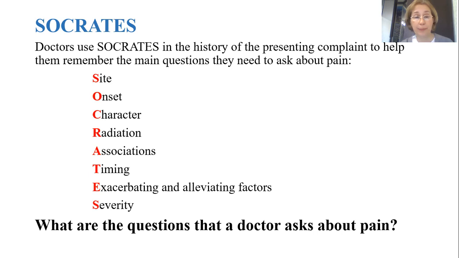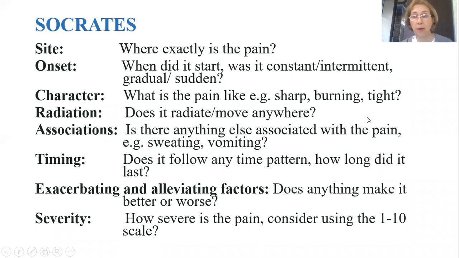Okay, actually, so let us just look at them. Here they are. So you can see, about the site, where exactly is the pain? Then the onset, when did it start? And look, was it constant, intermittent, gradual, or sudden? So if we ask, was the pain sudden or was the pain gradual? It's also about onset. Well, and the character, what is the pain like?